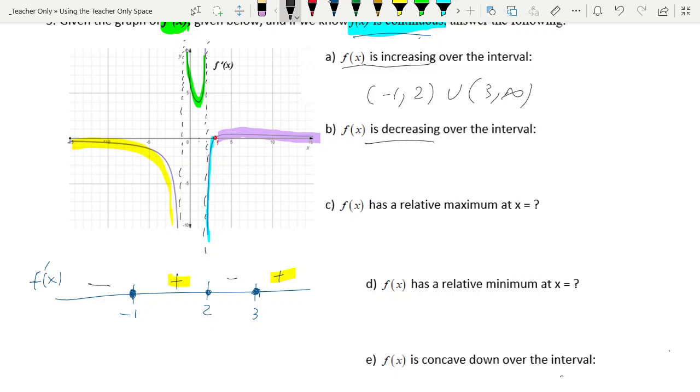All right. Next, where is f of x decreasing? Well, that means we didn't have positive slopes. That means we have negative slopes. So where is that negative? Well, -infinity to -1 and 2 to 3. Fantastic.